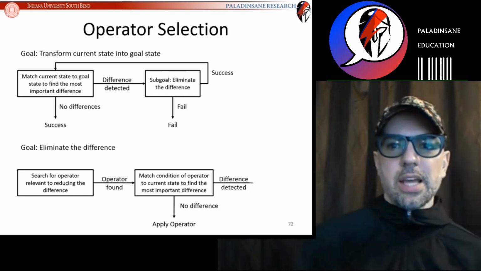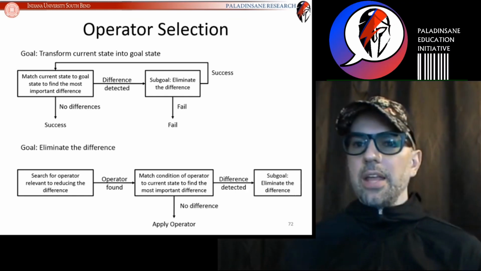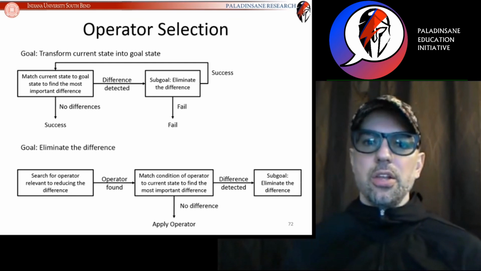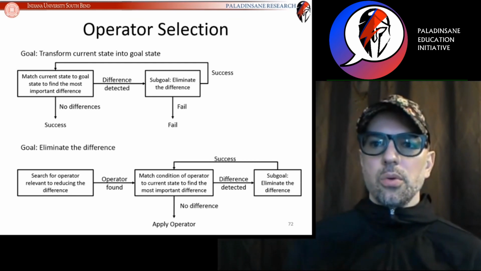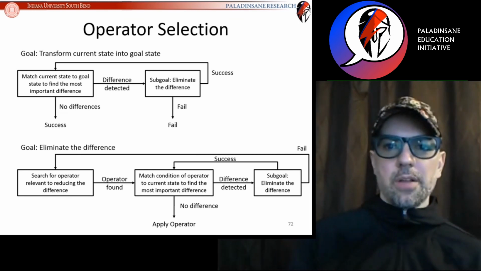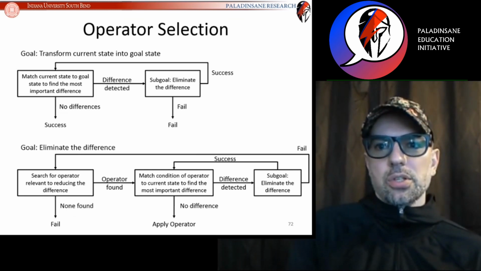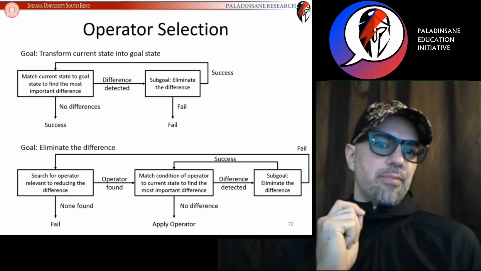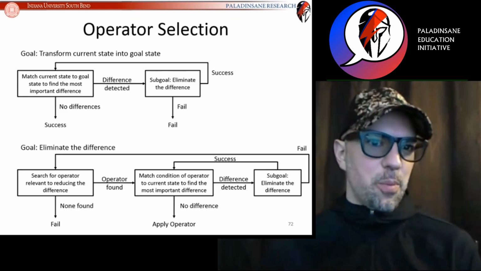If there's a difference detected, then you have a new sub-goal. And that new sub-goal, if you're successful, will solve your problem. If you're unsuccessful, you're going to fail, and that's when you have no solution whatsoever. That seems a little bit more complicated than I was hoping for.